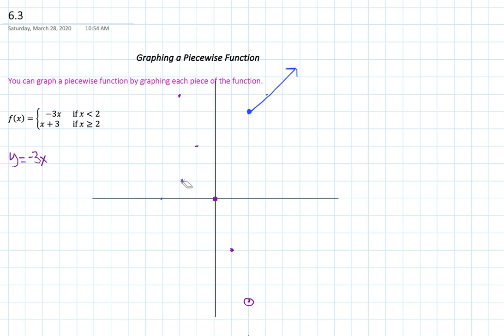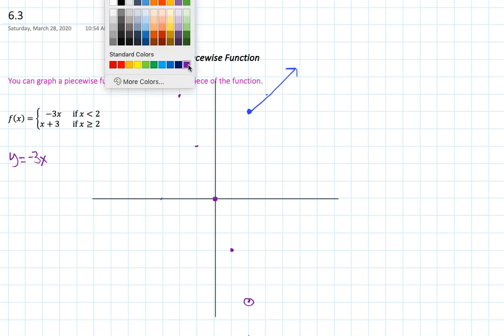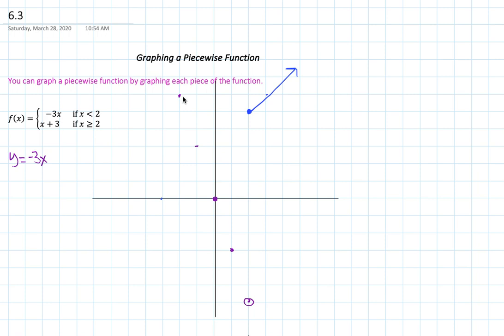Not that. No, not that. Oh, there is an undo button. Nice. I've got to redraw my line here. Would be nice if I could actually draw it.